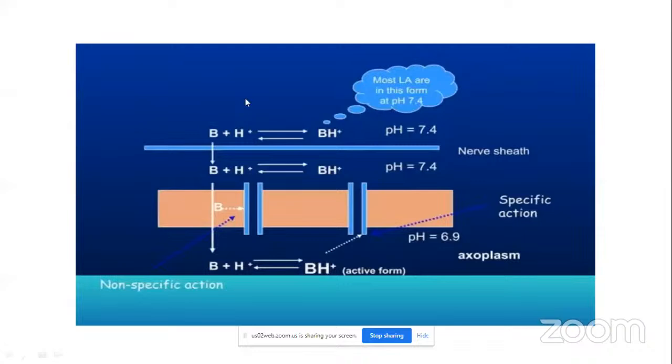And one terminology is pKa. What is pKa of a local anesthetic? The pH at which the drug is in 50% ionized form is pKa. This pKa determines the lipid solubility of the particular local anesthetic.